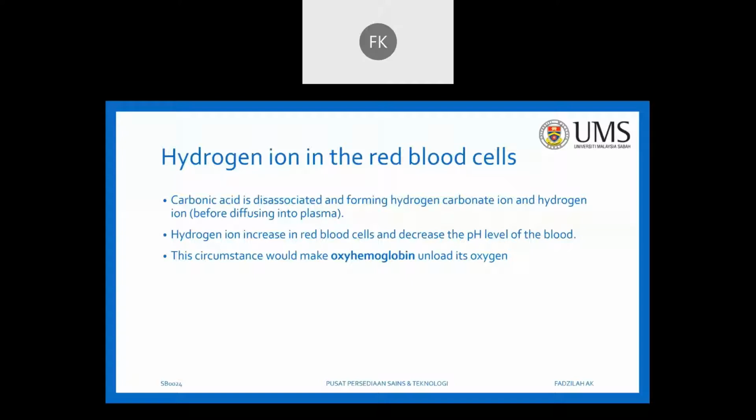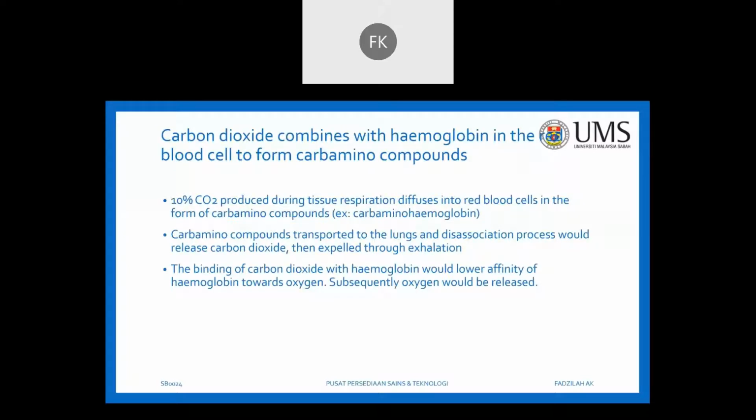This situation would make oxyhemoglobin unload its oxygen. Okay, and then we have carbamino compounds. Means carbon dioxide, 10% of carbon dioxide produced during tissue respiration diffuses into the blood cell in the form of carbamino compound. Before this, 85%, that one is bicarbonate ions. Okay, now we talk about carbamino compounds. So carbamino compounds, about 10%.